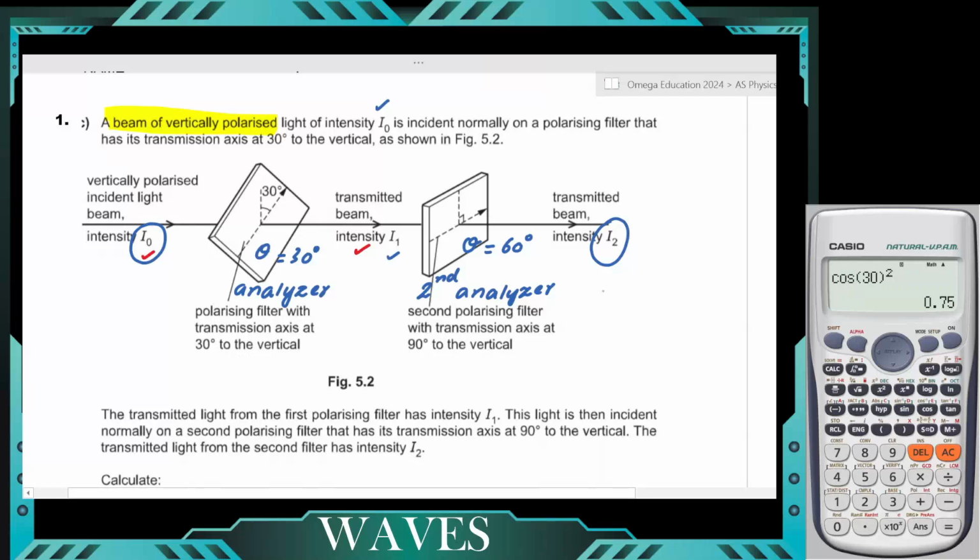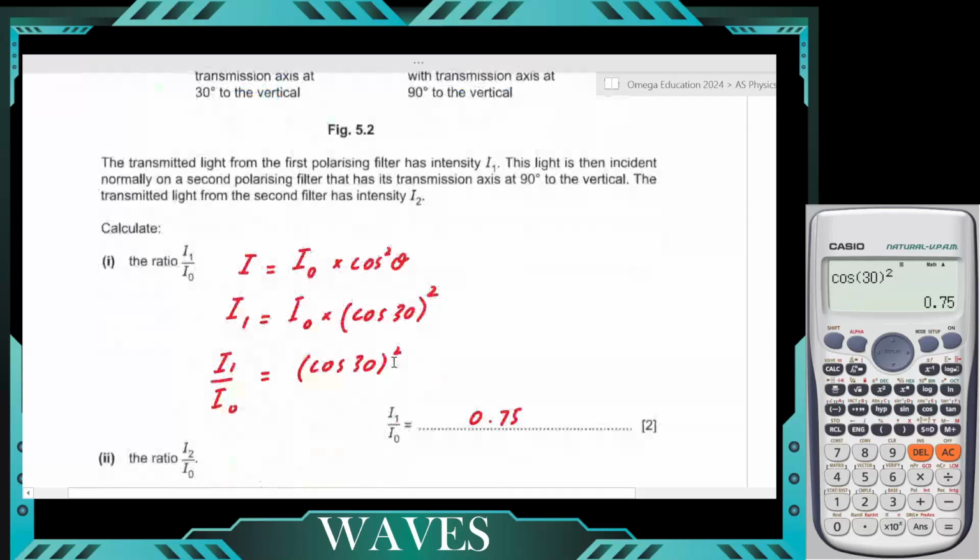What I'm saying is, if you use the formula I2, new intensity, equals old intensity times cos square theta, and use the angle of the second analyzer as 60, I2 divided by I0 equals cos 60 and then square of it, we are not going to do that. After the first analyzer there was a change in the intensity, and after the second analyzer there was another change in the intensity. So we have to compensate for the two changes. What we want is to go through both the analyzers one by one.